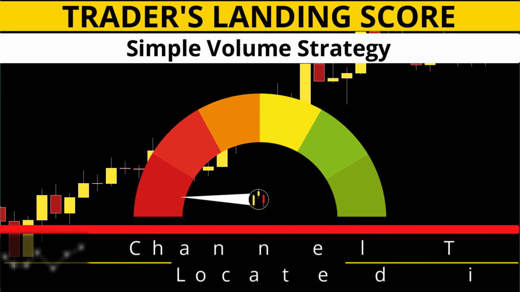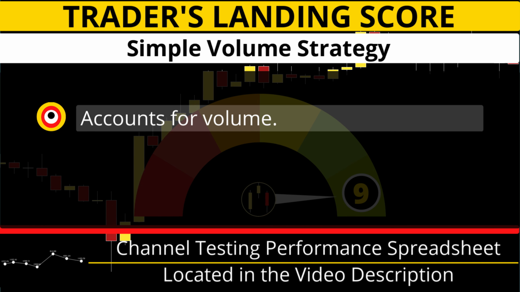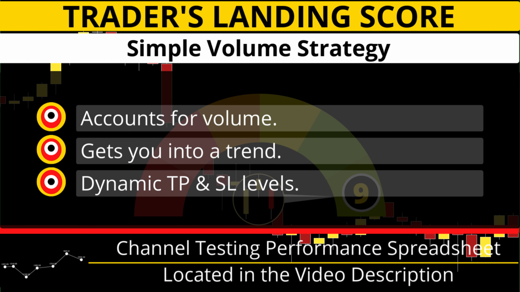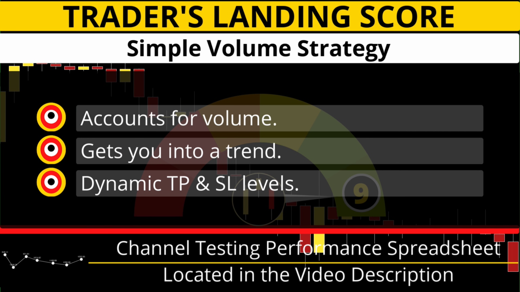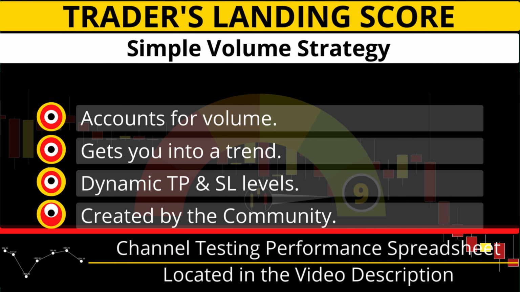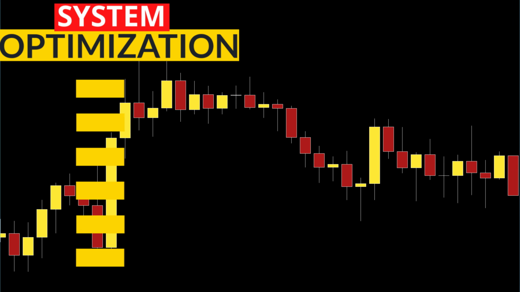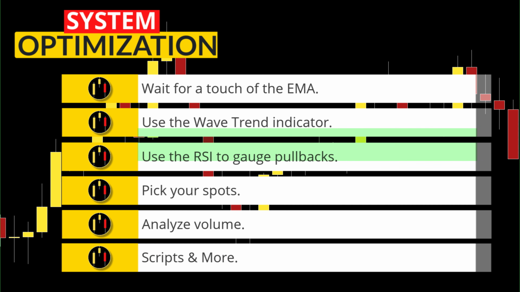I give this system a Trader's Landing score of 9 because it accounts for volume, gets you into a trend, and has dynamic take profit and stop loss levels, which are usually hallmarks of upper tier profitable systems. In addition, it was created by a Trader's Landing community member. Remember, the enemy of great is good. I have 6 ideas on how we can improve this system.